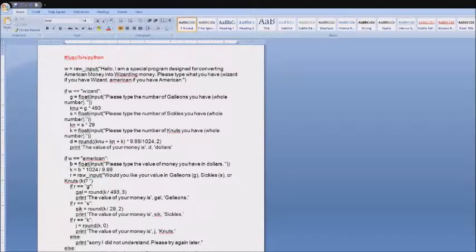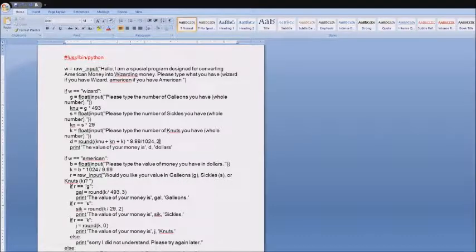Next, this one's harder. You take B, which is a variable for bucks. I didn't want to use D again because I like to use different variables, even in a different if-then case. B is the float input, and you type in the money you have in dollars, then convert that into nuts. Then it asks for the input: would you like your value in galleons, sickles, or nuts.